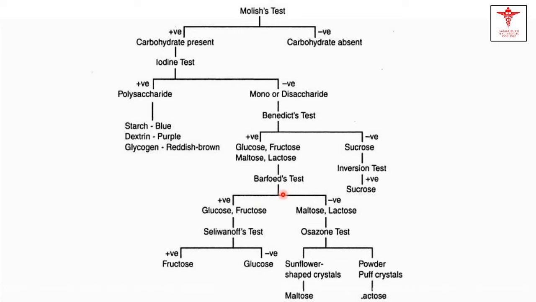Now this Barfoed's test is specific for distinguishing between reducing monosaccharides and reducing disaccharides. Important here to know is that reducing monosaccharides are more potent reducing agents than the reducing disaccharides. So if the test is positive, we perform the Seliwanoff's test. Once we come to know that glucose or any other monosaccharide may be present, we further want to differentiate whether it is a keto sugar or an aldo sugar. For that we perform the Seliwanoff's test.